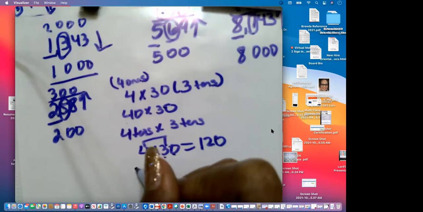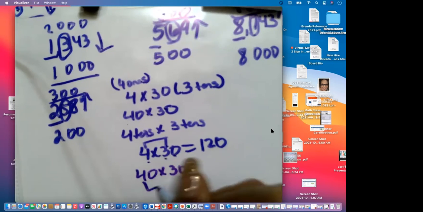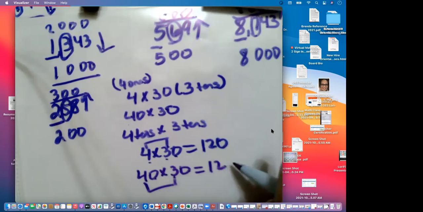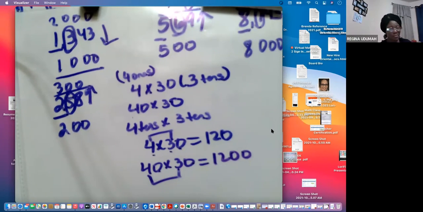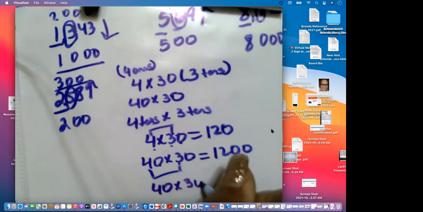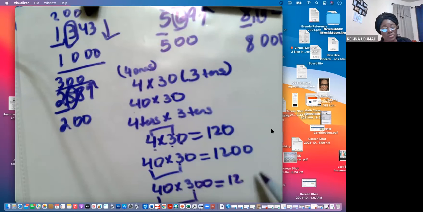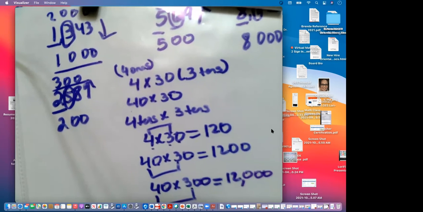You see it, Regina? Yes. So let's go back to 40 times 30. What's 4 times 3? It's 12. How many zeros? 2 zeros. So it's 1,200. Let's try it again. What about this one? Again, we have 4 times 3, which is 12. And how many zeros? 3 zeros. So it's 12,000.